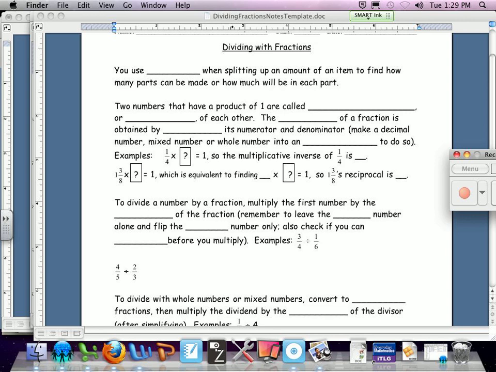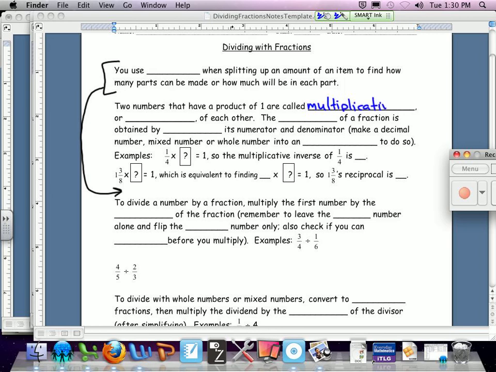All right, dividing with fractions. That's the topic we're going to talk about, but I'm actually going to save this till later. First, we'll just recap what we did yesterday with the idea of multiplicative inverses. So two numbers that have a product of 1 are called multiplicative inverses.